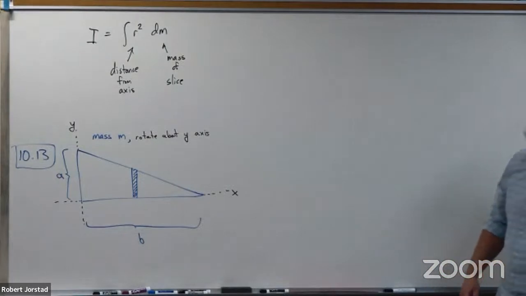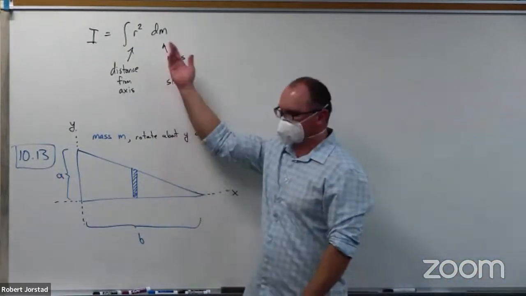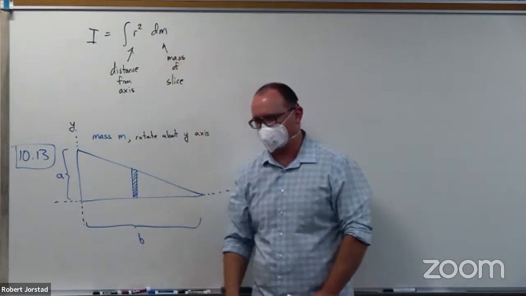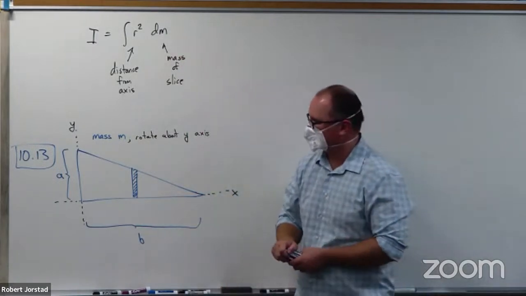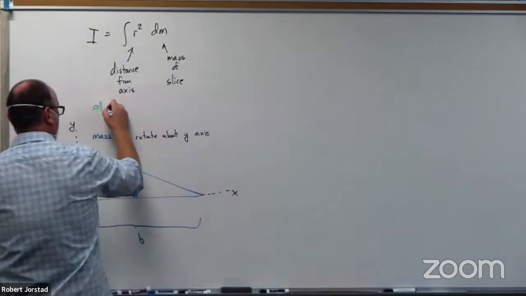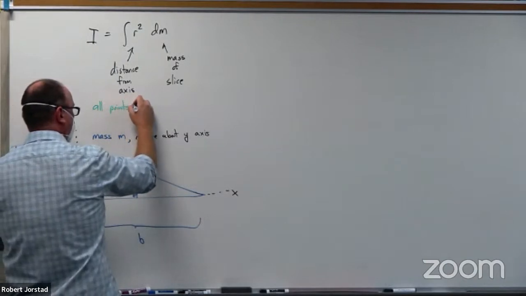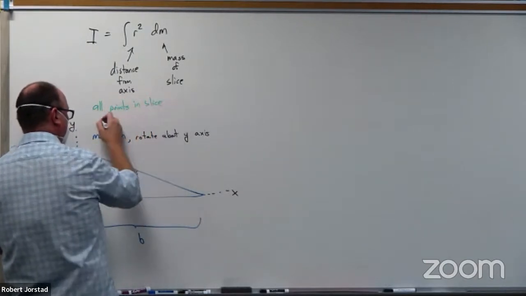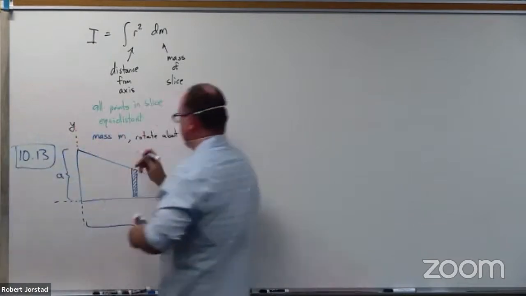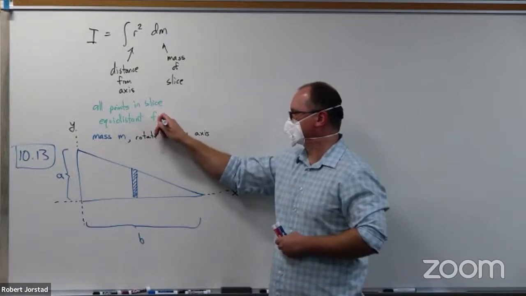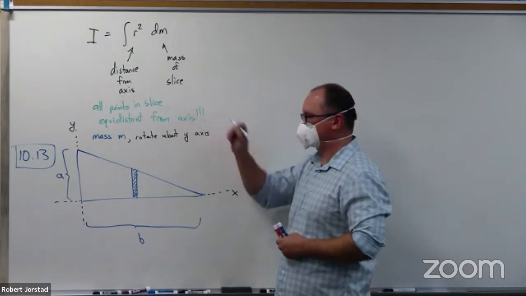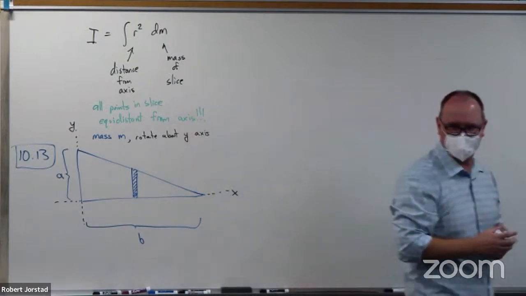So the trick is, if you're going to use calculus, you have to make sure the math formula that you have memorized actually applies. It only applies if all points in a slice are equidistant. I'll get out of the way in a sec. Is that better? Just having it all written.